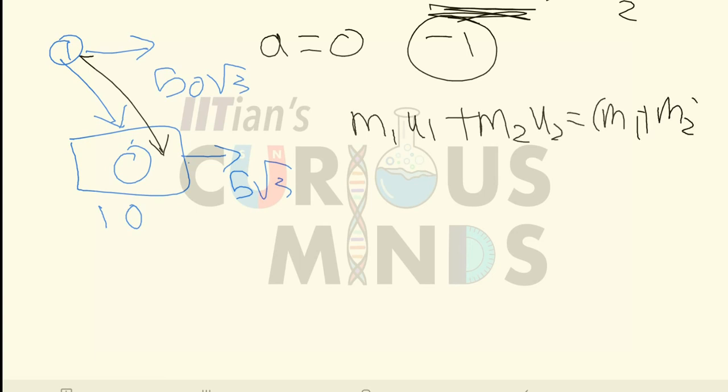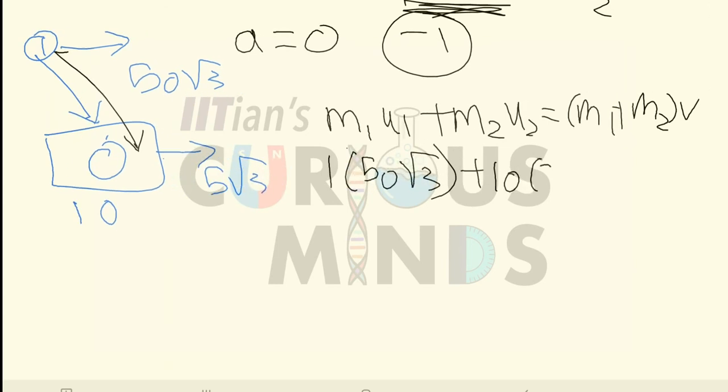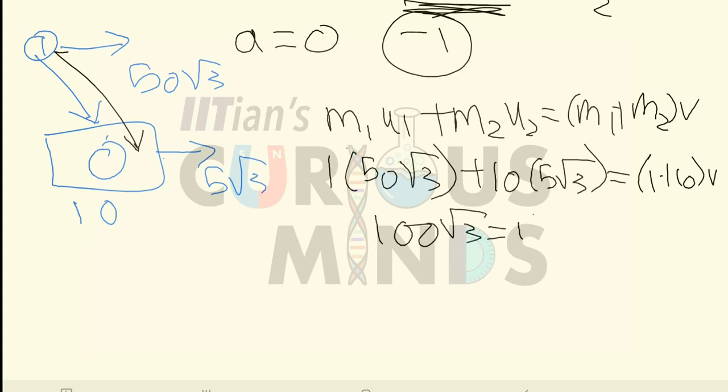Now let us substitute the values. m1, the mass of the cannon, is 1. The horizontal velocity is equal to 50 root 3. m2 is equal to 10 kg now, because it is the carriage plus the cannon plus the first cannon, into initial velocity equal to 5 root 3. This equals 1 plus 10 into v. So basically 50 root 3 plus 50 root 3 will give me 100 root 3. It will be equal to 11 into v. So v will be equal to 100 root 3 divided by 11. This will be the final velocity of the carriage as well as the two cannons after the second impact.